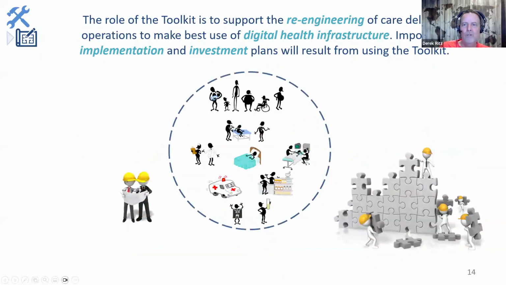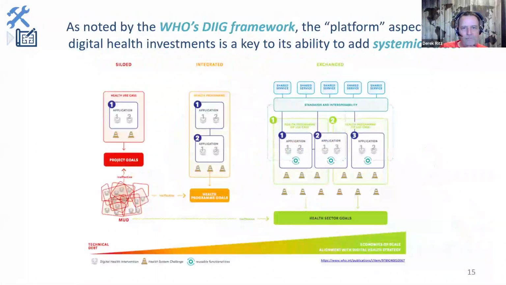Now, the role of the toolkit is to help support the re-engineering of the care delivery network, to say, instead of it being kind of a little add-on somewhere, we're going to assume that digital health tools are going to be foundational in how care is delivered. And so important implementation and investment plans get informed by the outputs from this toolkit.